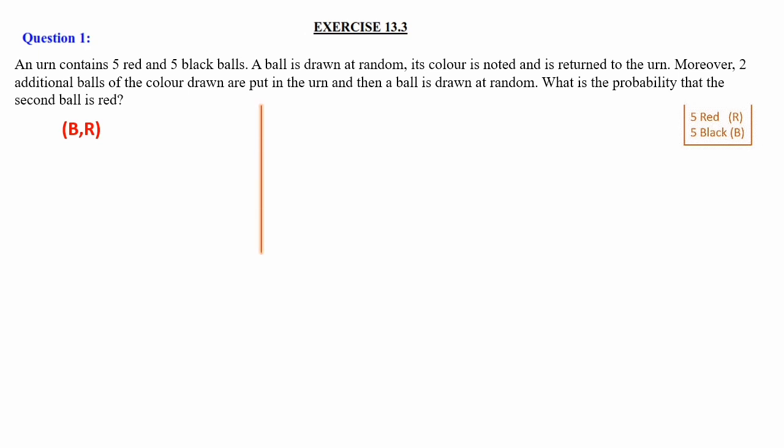One more option is both also red. First one is red, second one also red. These are the two options. Second ball should be red, so we are fixing the second ball as red. There are two options: first one is black, first one is red.